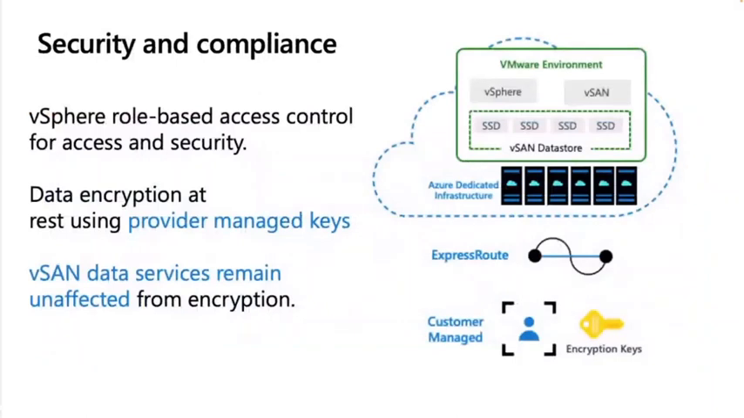So we also have security and compliance. It's always important at Microsoft. So you have your RBAC roles with vSphere. You can have admin, cloud admin, and then we do data encryption at rest using provider managed keys, and it doesn't impact the vSAN at all. So we encrypt at the storage level. We have encryption keys using the Azure Key Vault system, and then your RBAC controls. So you're pretty secure. Cool.